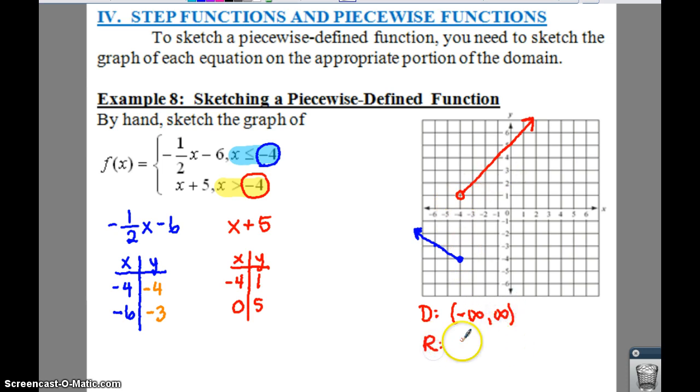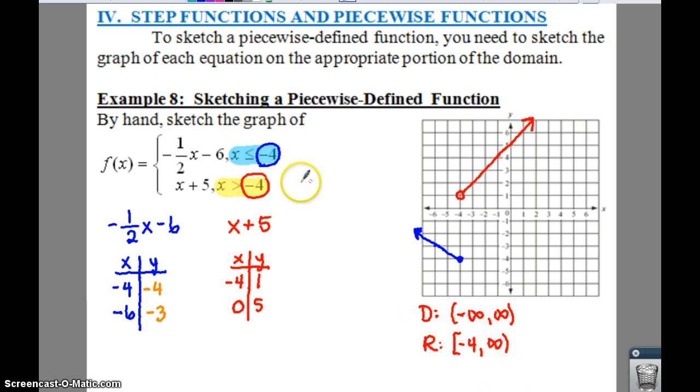And your range, that's your y values. Well, what's the lowest this graph goes? The lowest it goes is -4. The highest this goes, well, this graph keeps going up and up and up. Once it hits y equals 1, it's still going up, but it also jumps over here to the red one. So you have two parts of your graph that would be going up all the way to positive infinity.